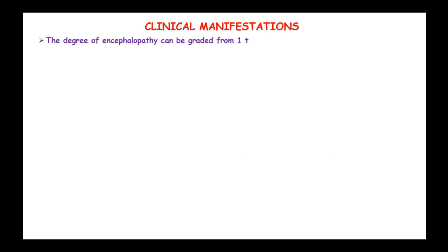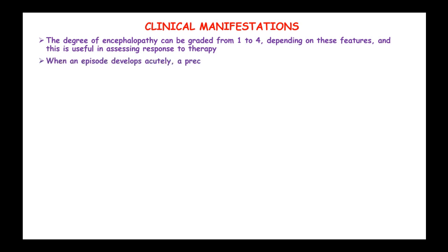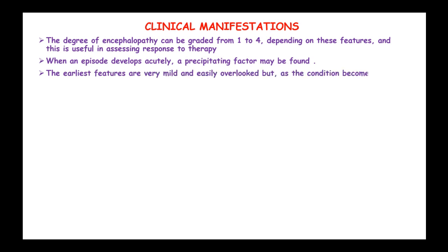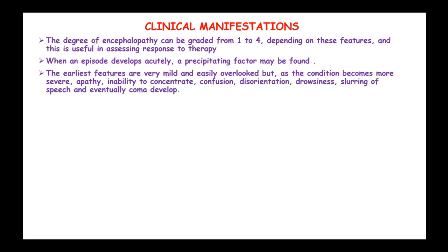The degree of encephalopathy can be graded from grade 0 to grade 4, depending on the features, and is useful in assessing response to therapy. When an episode develops acutely, a precipitating factor can be found, and the earliest features are very mild and easily overlooked. But as the condition becomes more severe, apathy, inability to concentrate, confusion, disorientation, drowsiness, slurring of speech, and eventually coma develop. Convulsions can sometimes occur in these patients.